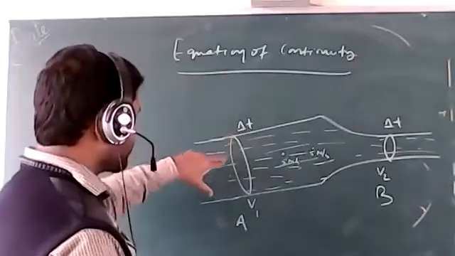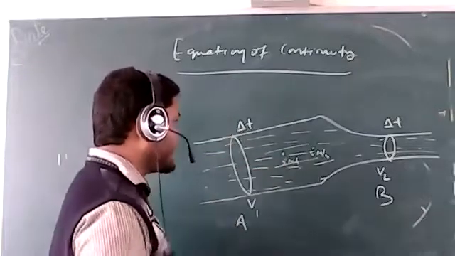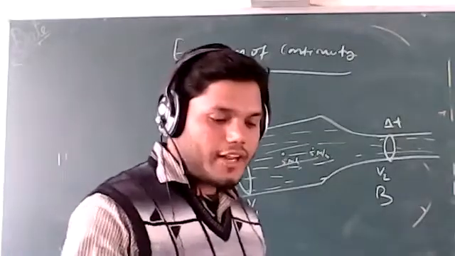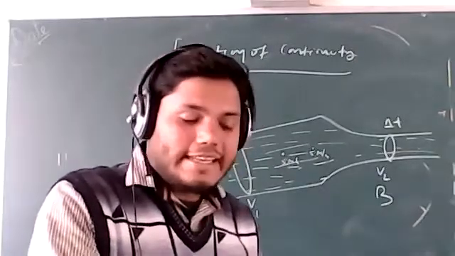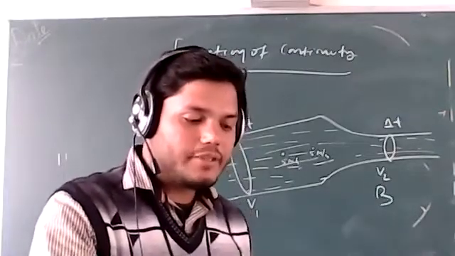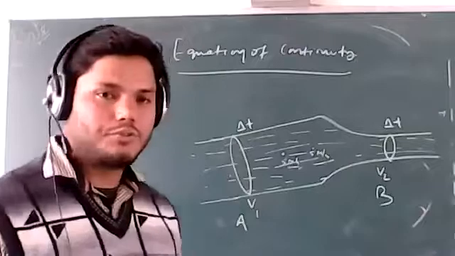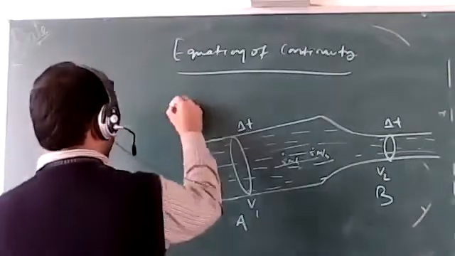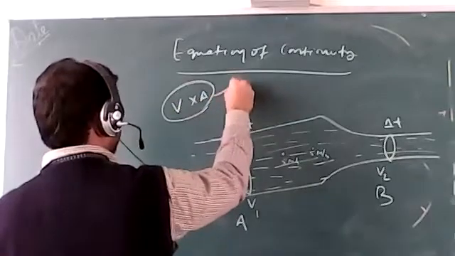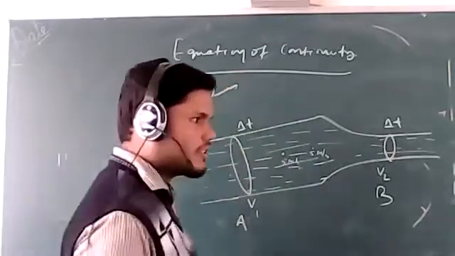So if the liquid is flowing through a streamline flow, in that condition, the equation of continuity says that the product of the area of cross section and the velocity of the fluid is the same at every point in the tube. The product of velocity and area will be the same throughout the tube.